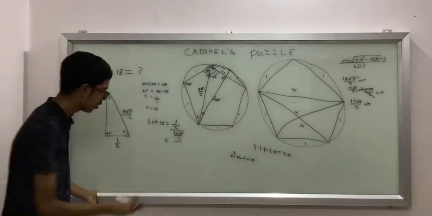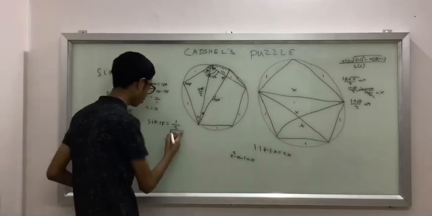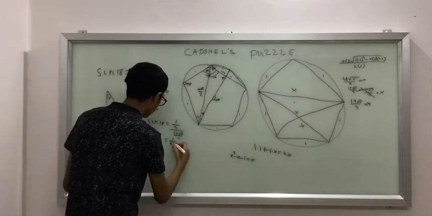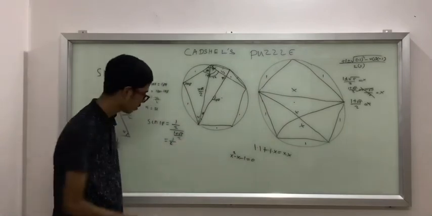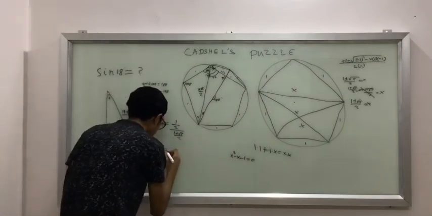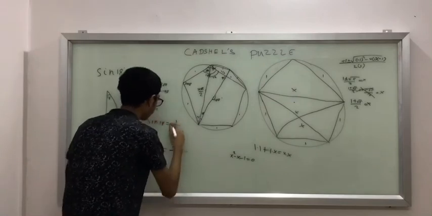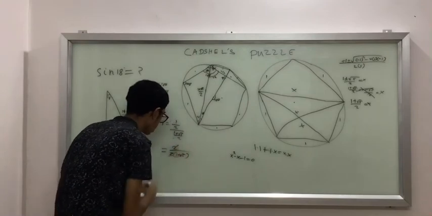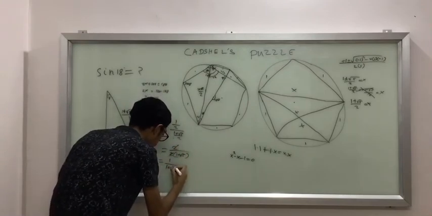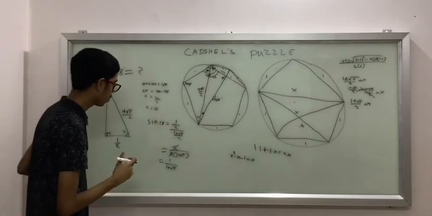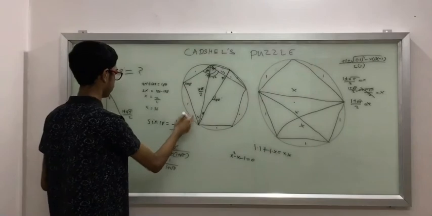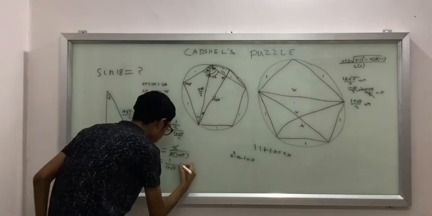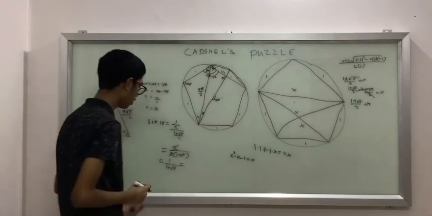One by 2 into, wait, there's no space here, which is equal to 2 into 1 plus square root of 5. These two should cancel. This is equal to 1 by 1 plus square root of 5. Now we have to rationalize this.